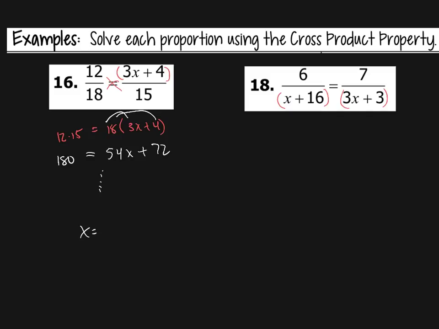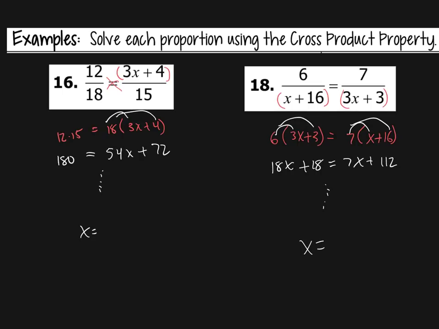Over on number 18, we're going to have 6 times 3x plus 3 equals 7 times x plus 16. Don't forget to distribute, and for this one, we're going to have distribution on both sides. So we're going to have 18x plus 18 equals 7x, and 7 times 16 gets us 112. And you go ahead and finish and solve.